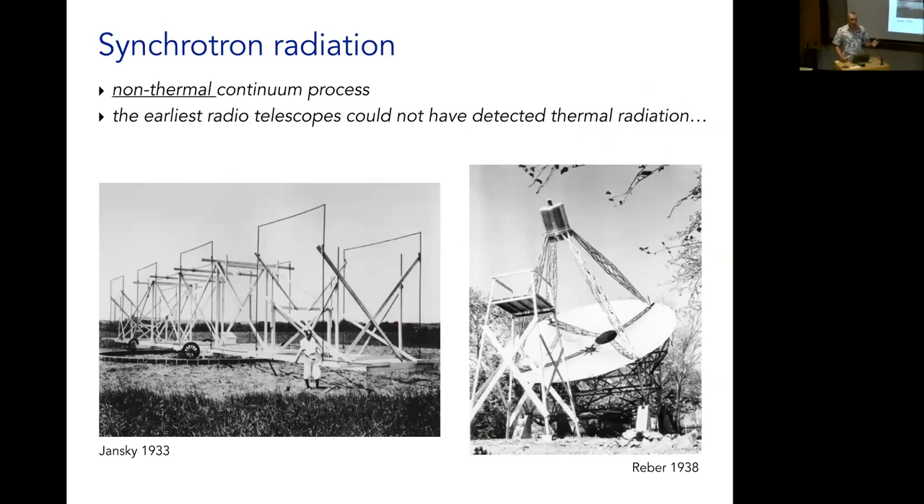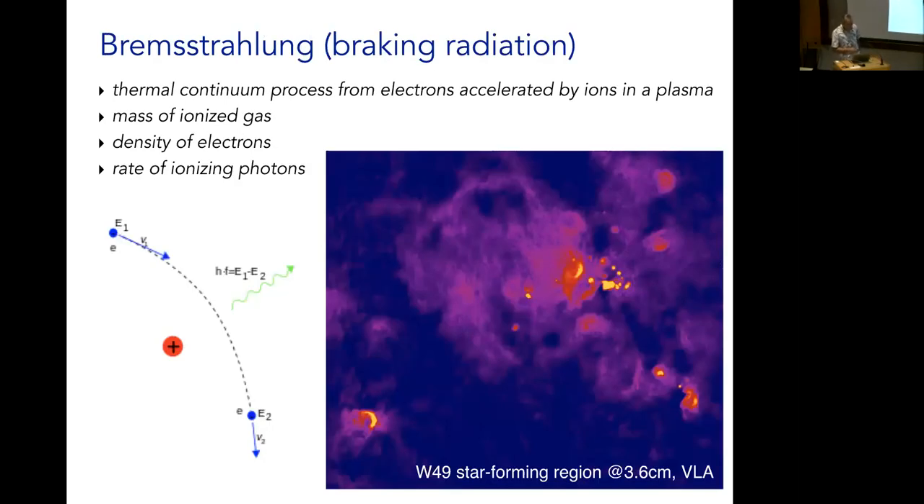Now it's non-thermal, so it's very bright as you go to longer wavelengths. It's unlike most other forms of radiation. That turns out to be a useful thing because the people who first started radio astronomy, Jansky and Reber, would not have been able to detect thermal radiation with the telescopes they had. So they were detecting Sag A, well, the Sun and Sagittarius were the first radio sources. So it's a good thing there's non-thermal radiation. Okay, but let's talk about the thermal processes.